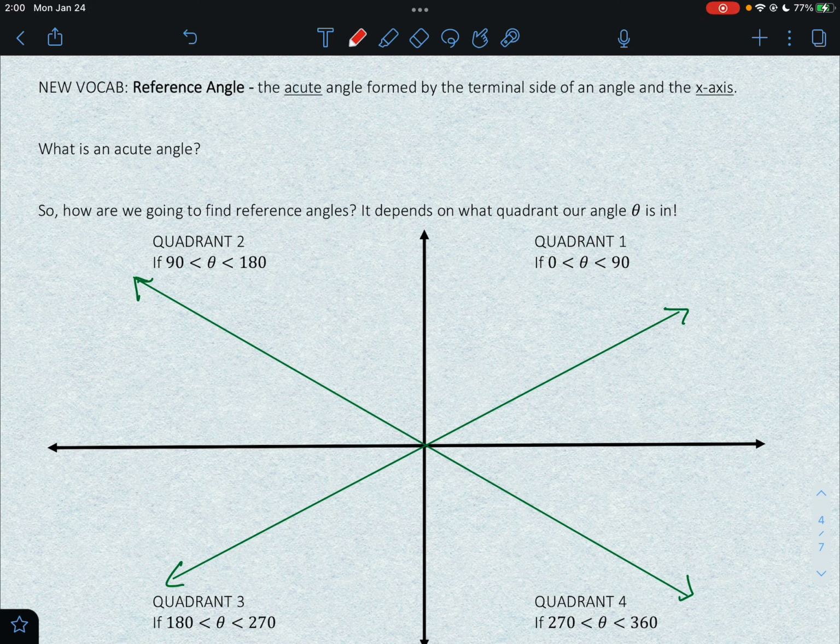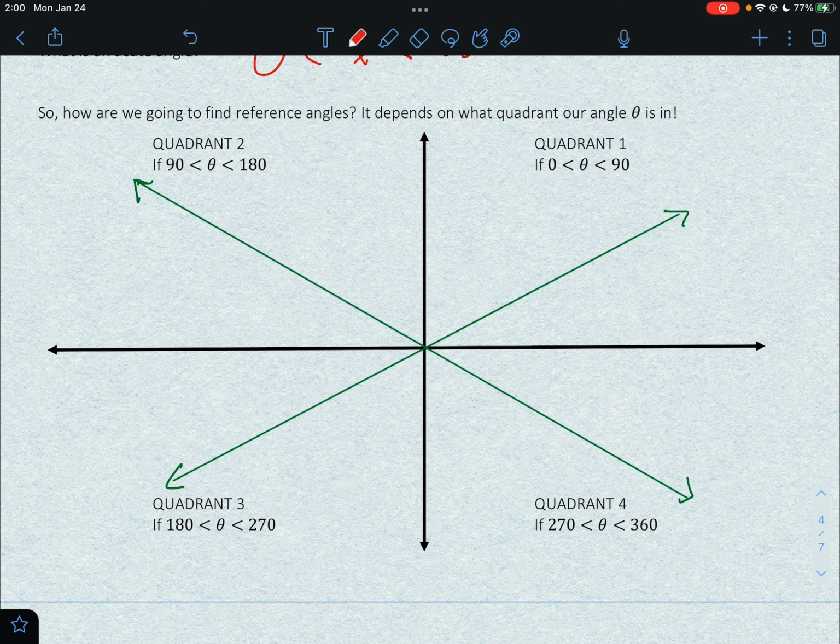Let's remember what an acute angle is. An acute angle is some angle between 0 and 90. So our answer for reference angle always has to be between 0 and 90. Positive 0 and positive 90. Okay? So how are we going to find reference angles?